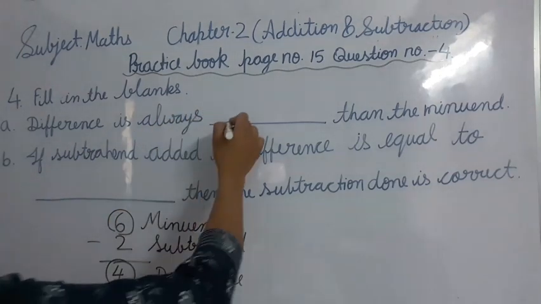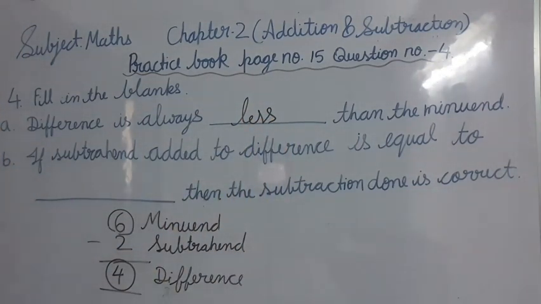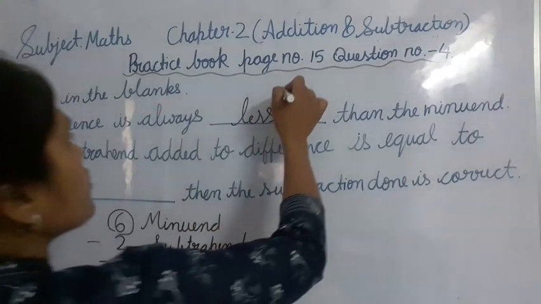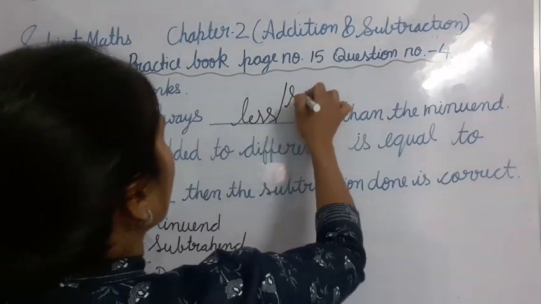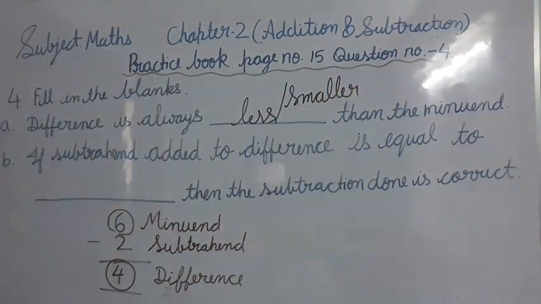So what will come here? Less than. Or you can say smaller than. Both the terms you can use. You can write less or smaller. Both are correct.